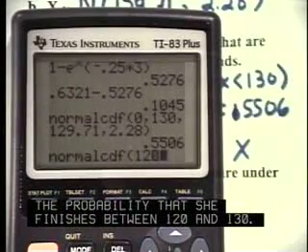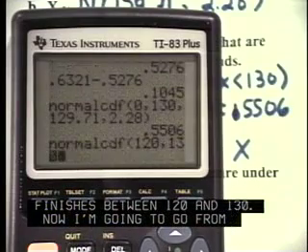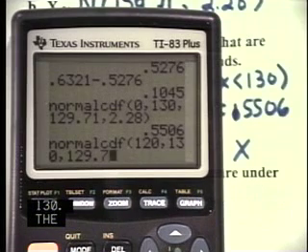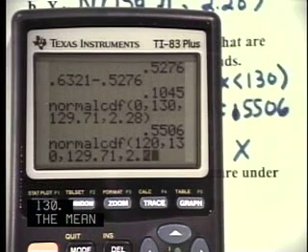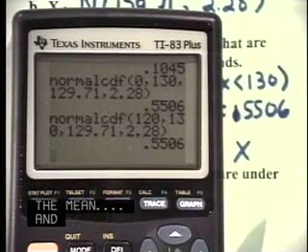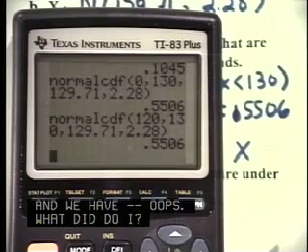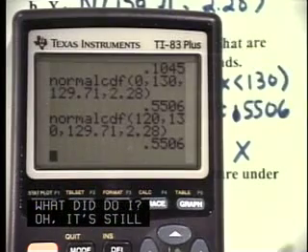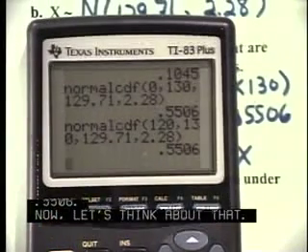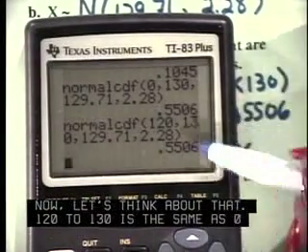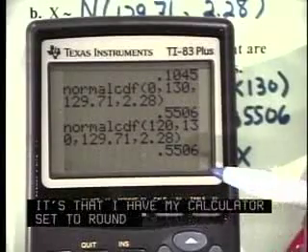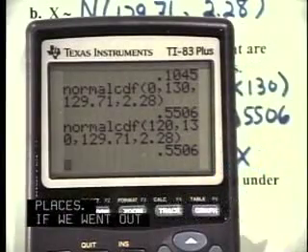Now I'm going to go from 120 to 130. The mean... and we have, oops, what did I do? Oh, it's still 0.5506. Now, let's think about that. 120 to 130 is the same as 0 to 130. Well, first off, they're not the same. It's that I have my calculator set to round to 4 decimal places. If we went out enough decimal places, we would find that they're not the same.